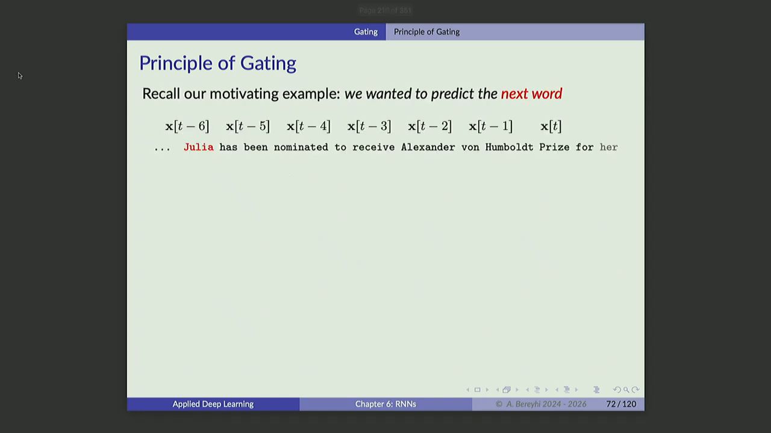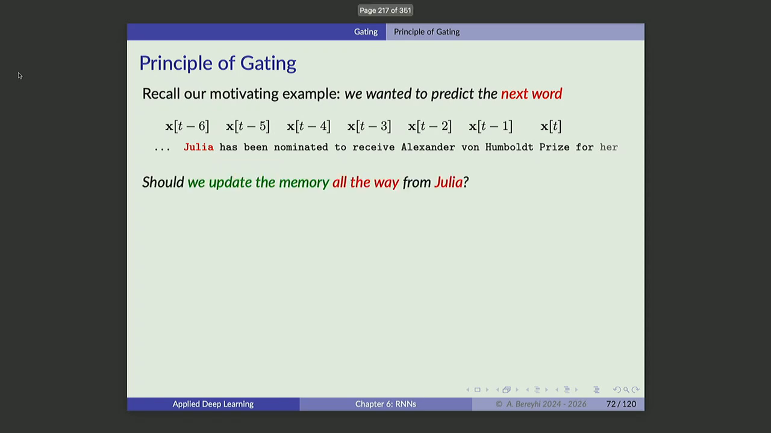Now let's think about the example we had. Yulia has been nominated to receive blah, blah. And then we wanted to complete the sentence after 4. We said if we want to talk about what comes after 4, we want to put a pronoun, but we need to know who we are talking about. If we know it's Yulia, then we're going to put in "her". But if we have lost the point that Yulia was the one we are talking about, we're not able to find out the right pronoun here. You remember this example.